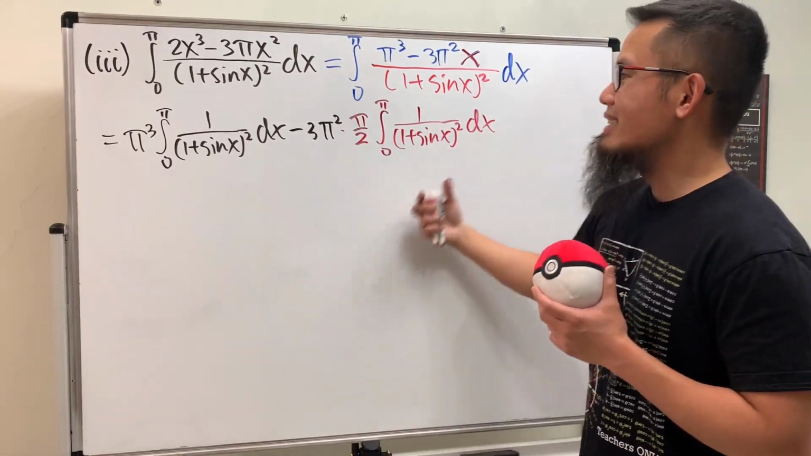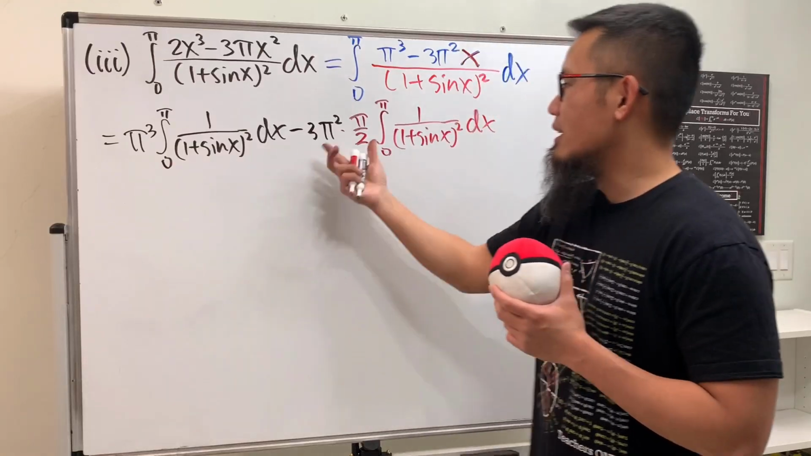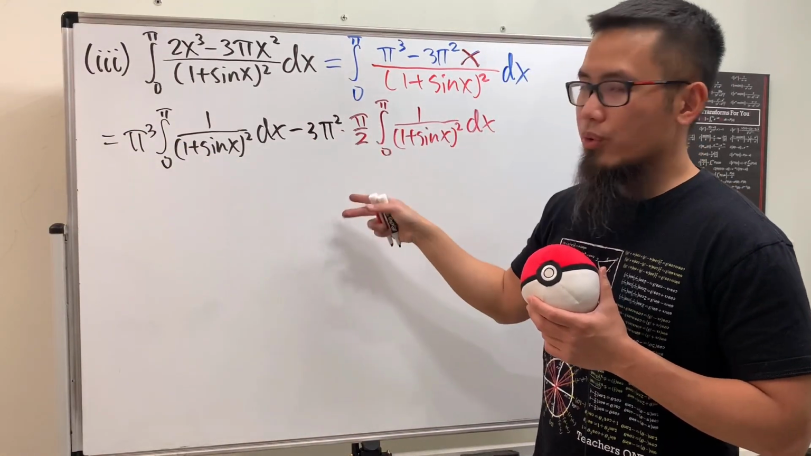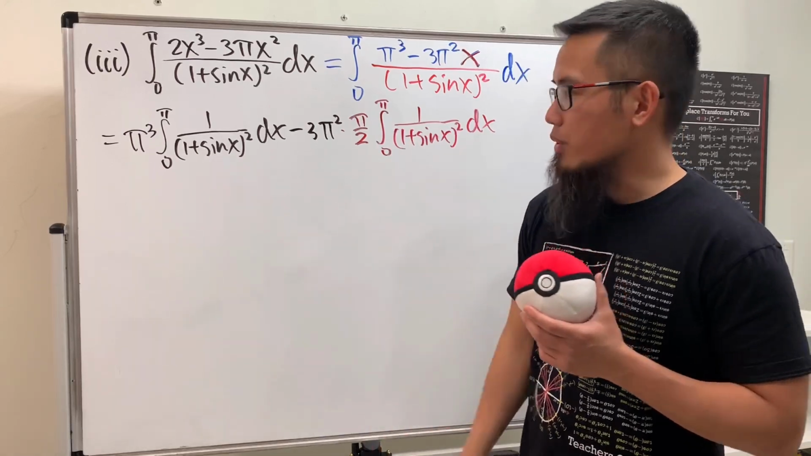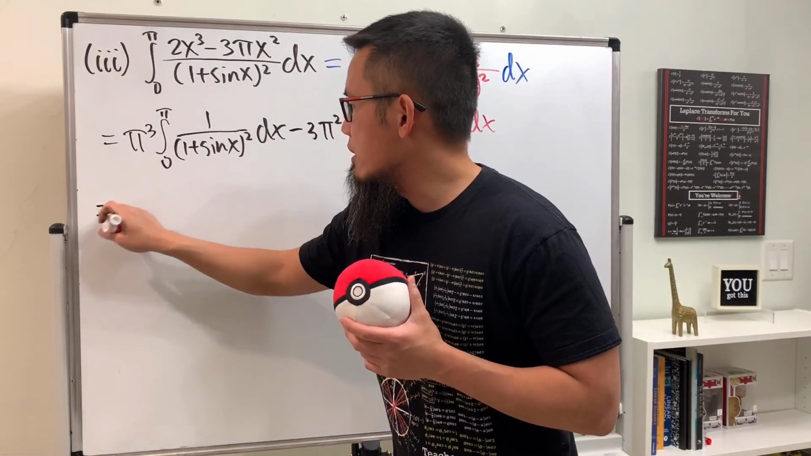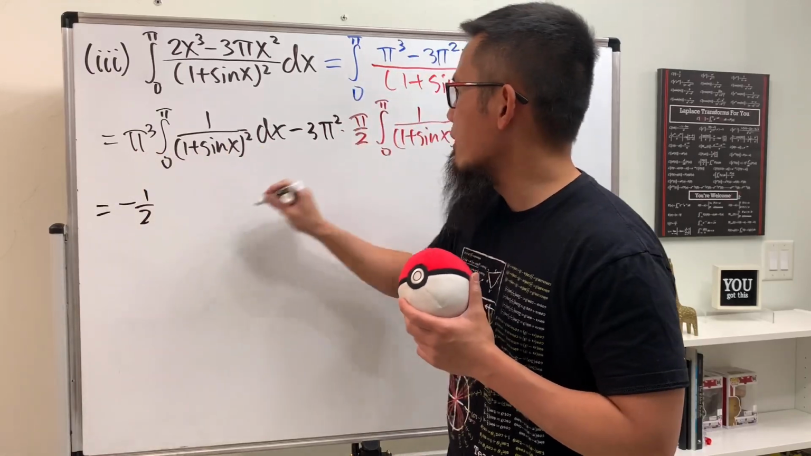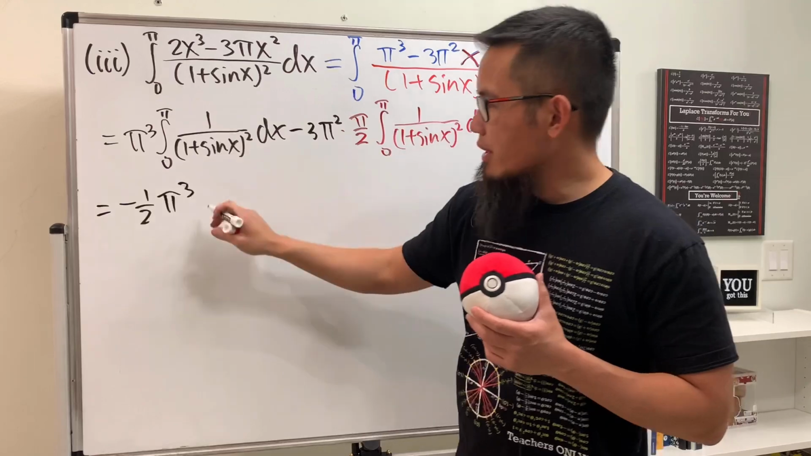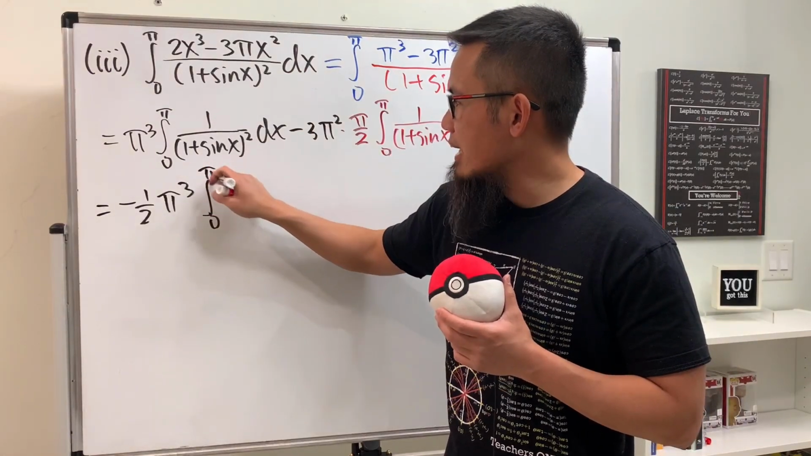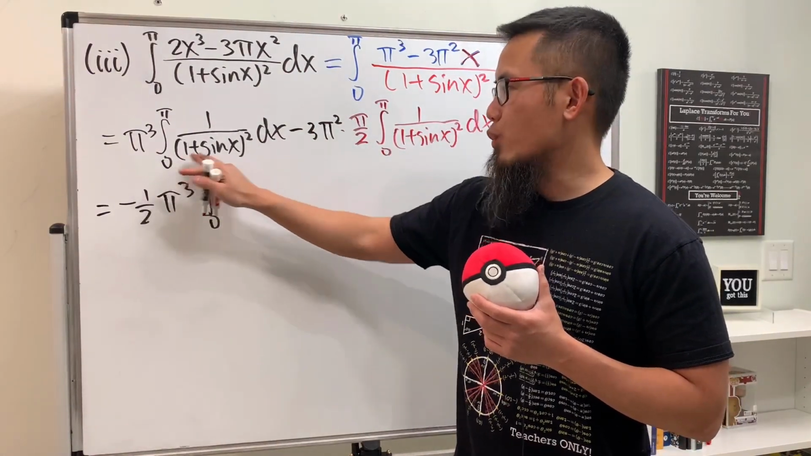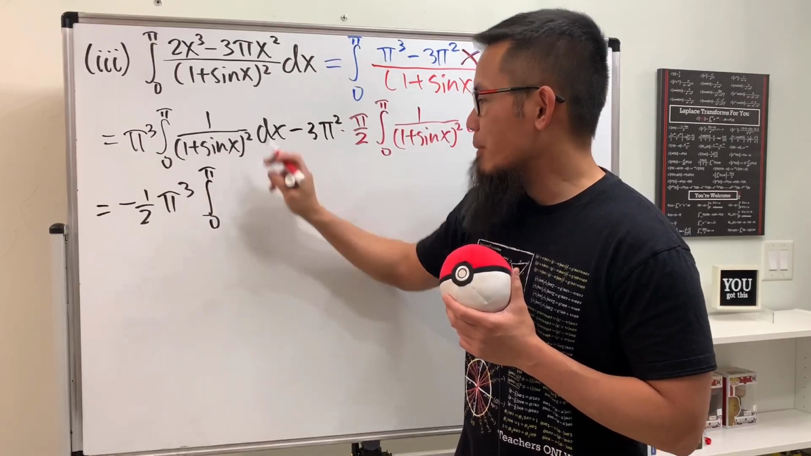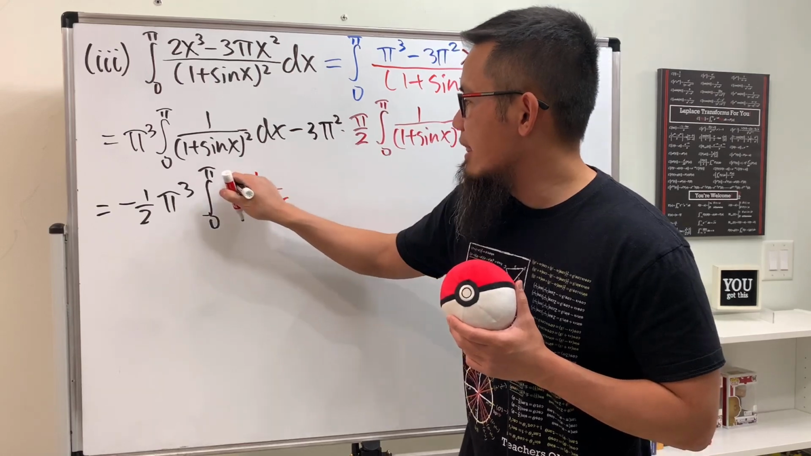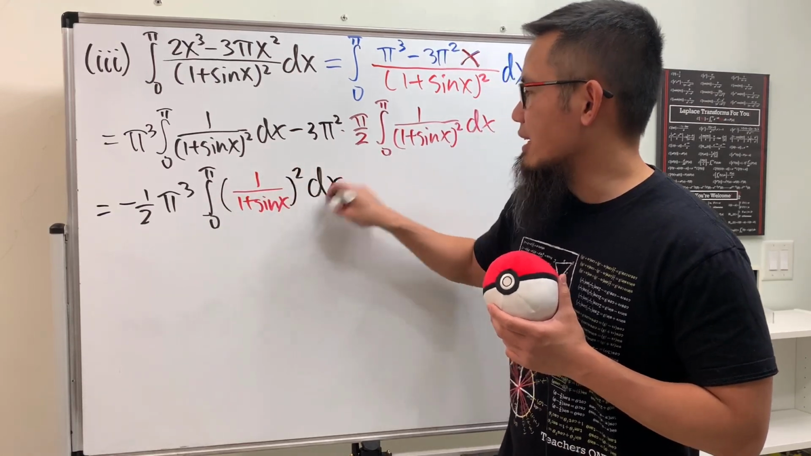And notice that this and that are the same, so we can just combine the constants first. This right here is 1, and this right here is negative 3 over 2, right? So you will get negative 1 over 2. So this right here will be negative 1 over 2, and then we have the pi to the third power, right? Very nice. And this right here is the integral going from 0 to pi. Yes, I know they squared this guy already, yes. So I'm actually going to look at this as 1 over 1 plus sine x, and then square dx.